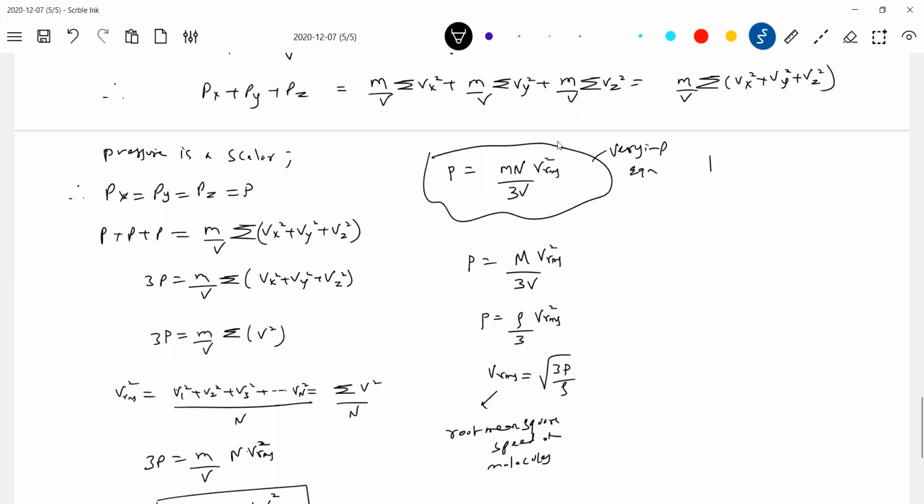So let me write here. Let me introduce all this: volume of gas. PV equal to nRT. So therefore PV equal to, what we know, small m n by 3 VRMS square. So shall I write nRT?